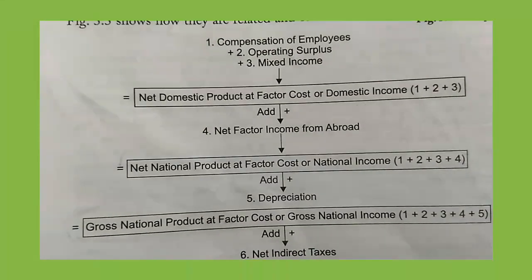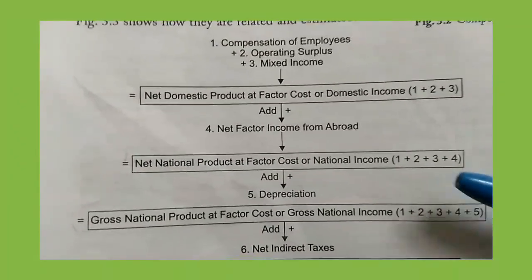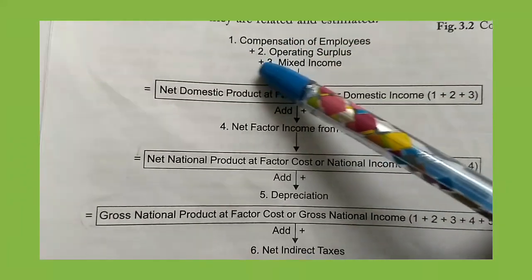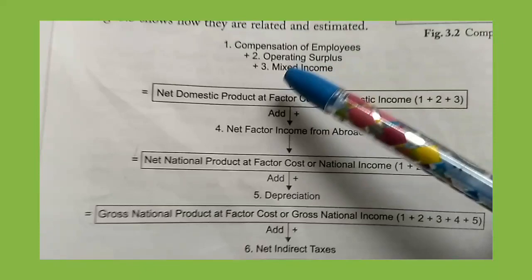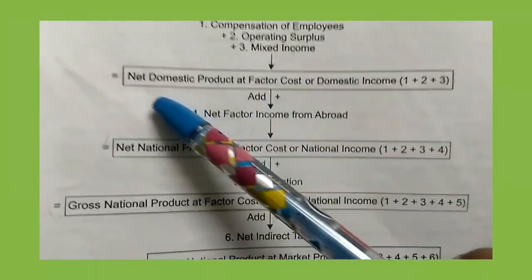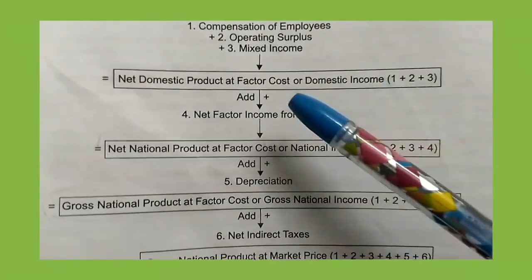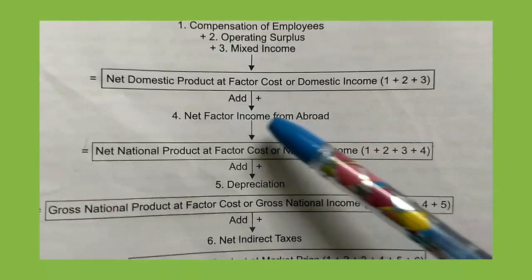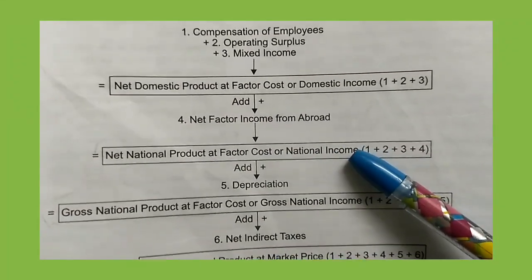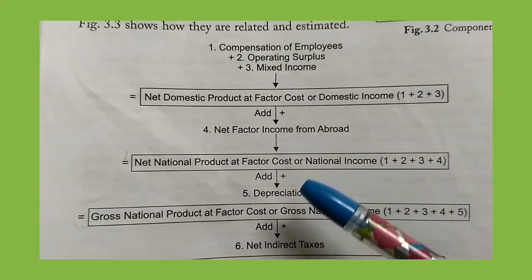Step 3 is the estimation of national income. Okay, and this chart shows how they are related and how national income is estimated. See, the first one is the compensation of employees plus operating surplus plus mixed income. So we get the net domestic product at factor cost, or domestic income. If we add net factor income from abroad, we get net national product at factor cost, or national income. That is 1, 2, 3, 4. If you add these 4, we get the national income.